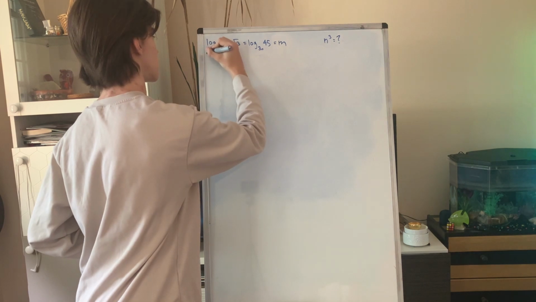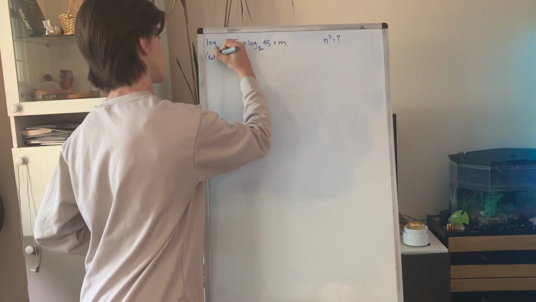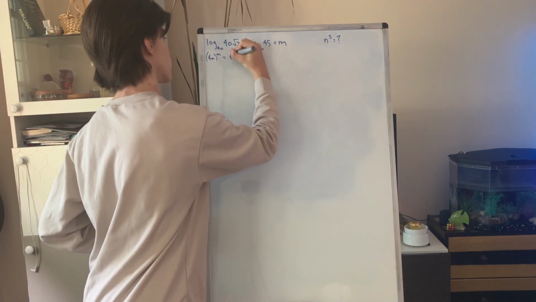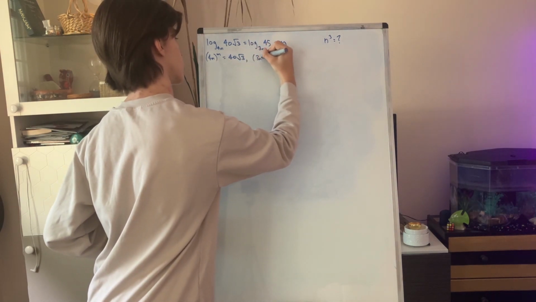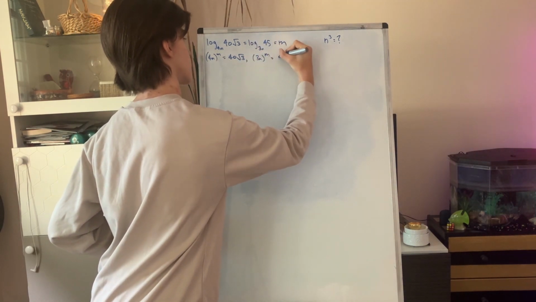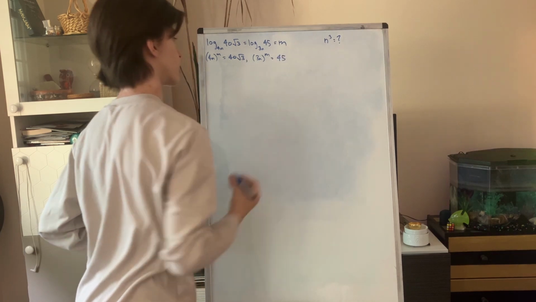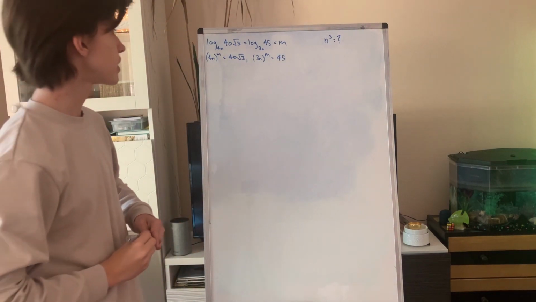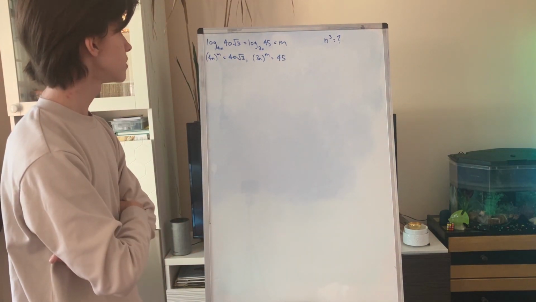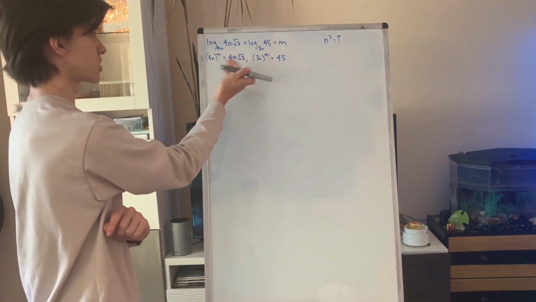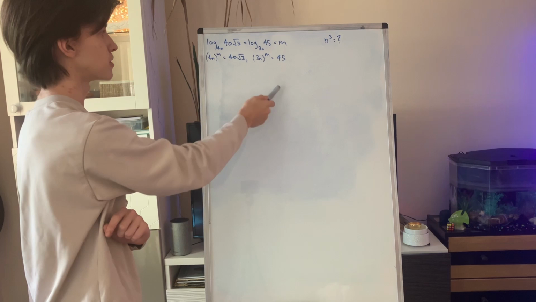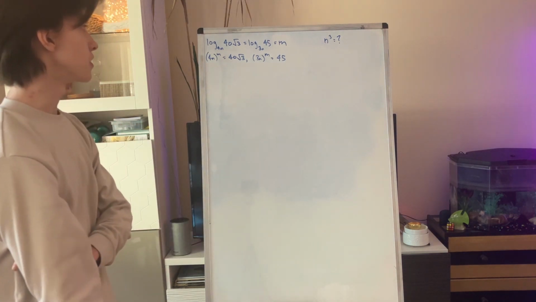So that means, by definition of logarithm, that 4n to the m is equal to 40√3, and 3n to the power m is equal to 45. Okay, not bad. See how we have both something to the m is equal to something, and something else to the m is equal to something else different.